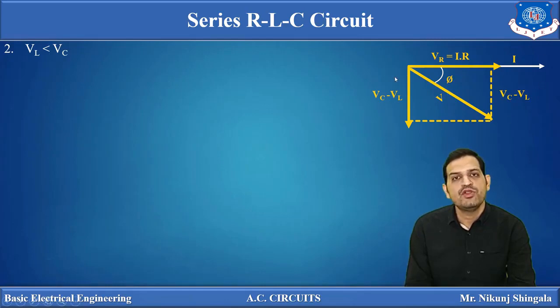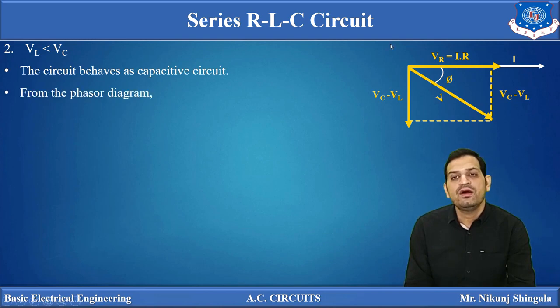So this becomes the voltage triangle, and this is nothing but the resultant voltage of the circuit, which is the phasor sum of VR and VC minus VL. Now the circuit behaves as a capacitive circuit, a series RC circuit, because VC is dominating over here. Now from this phasor diagram, what can we determine?